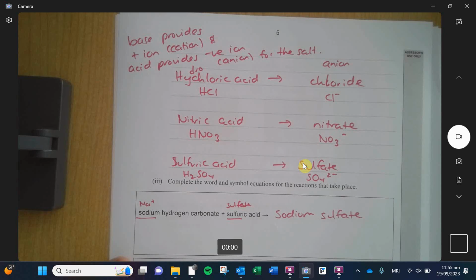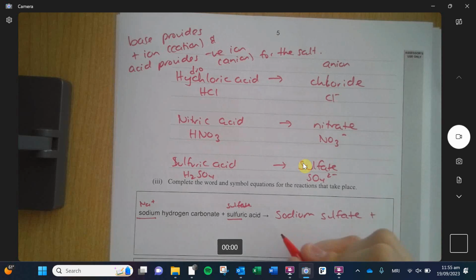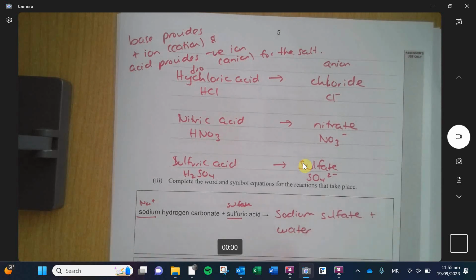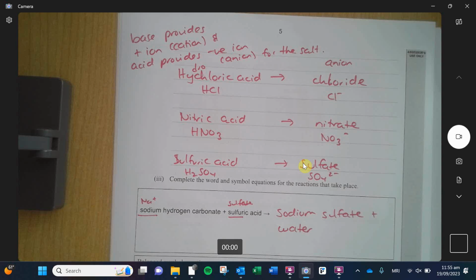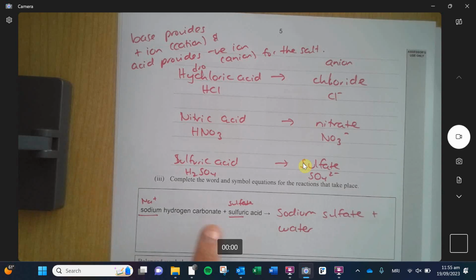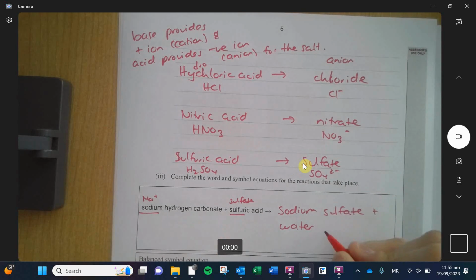Okay. The other two things that we need to keep in mind is with all the neutralization reactions, you're going to get water. And all of them? All of them. Okay. And then the last thing you're going to get, in this case, because you have a carbonate, you will get carbon dioxide.